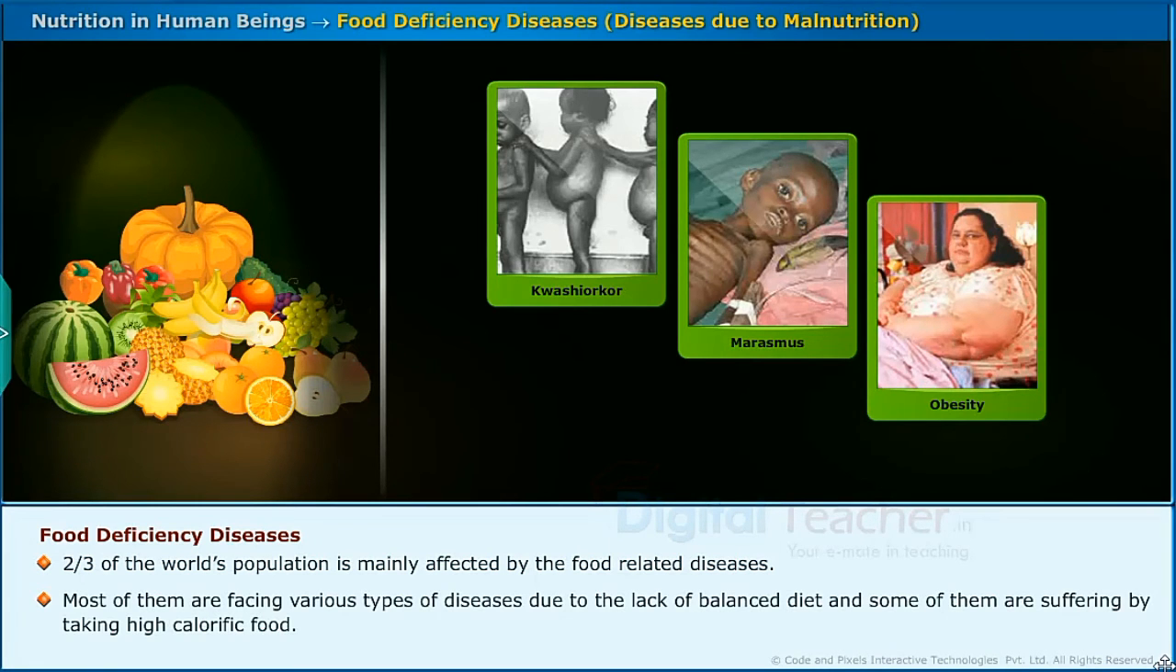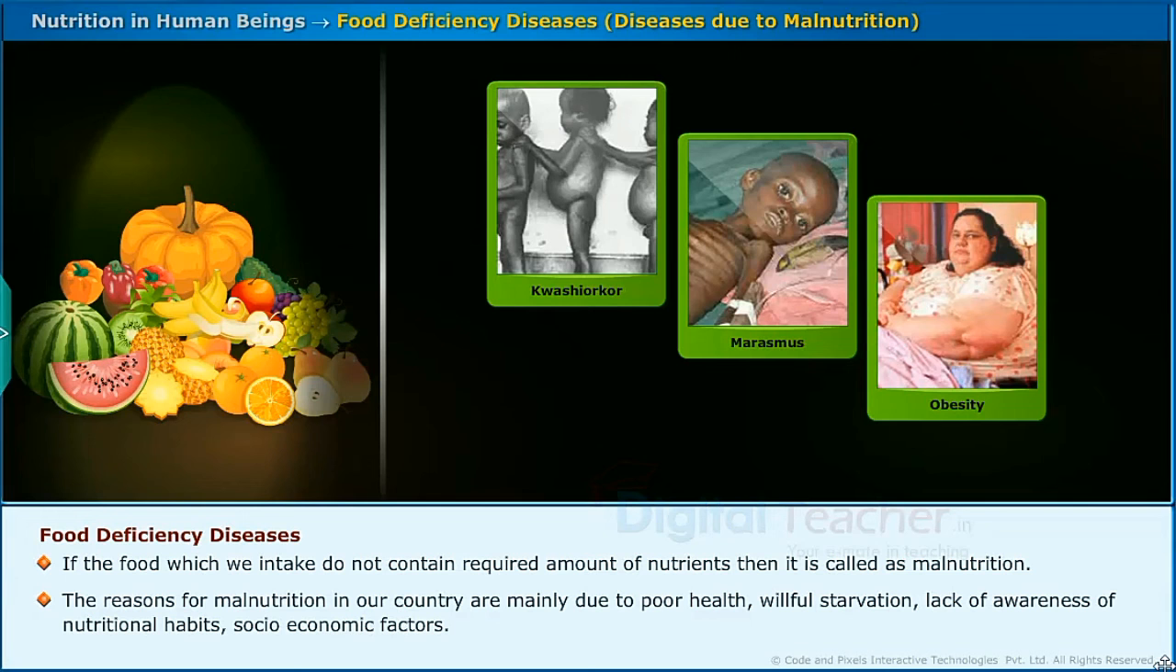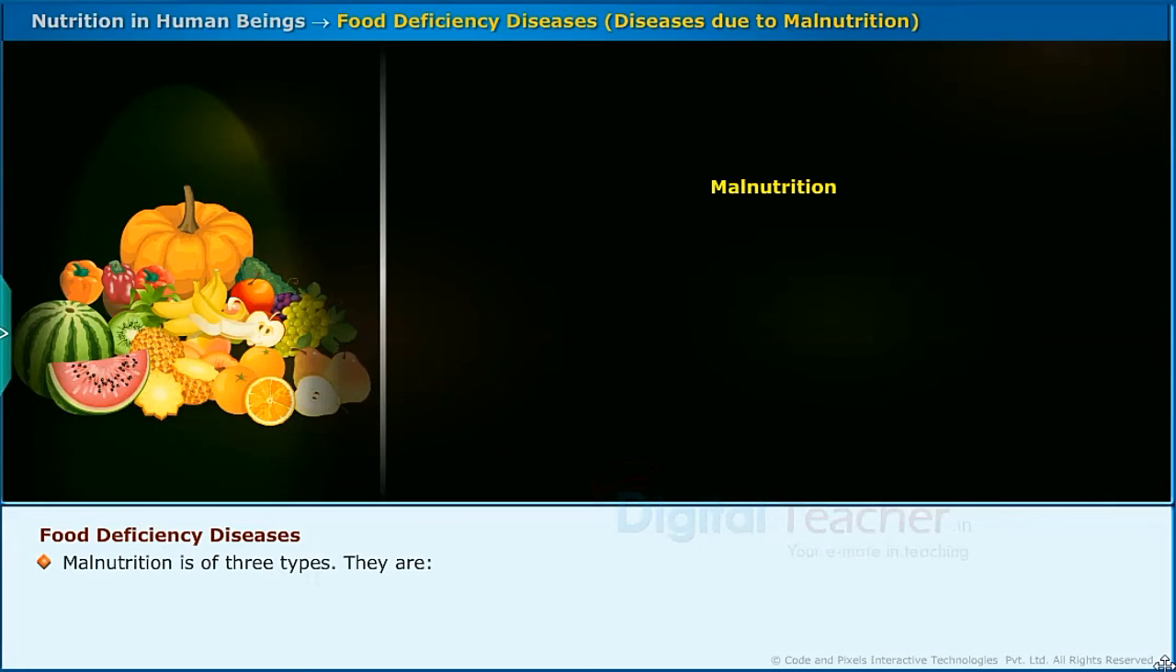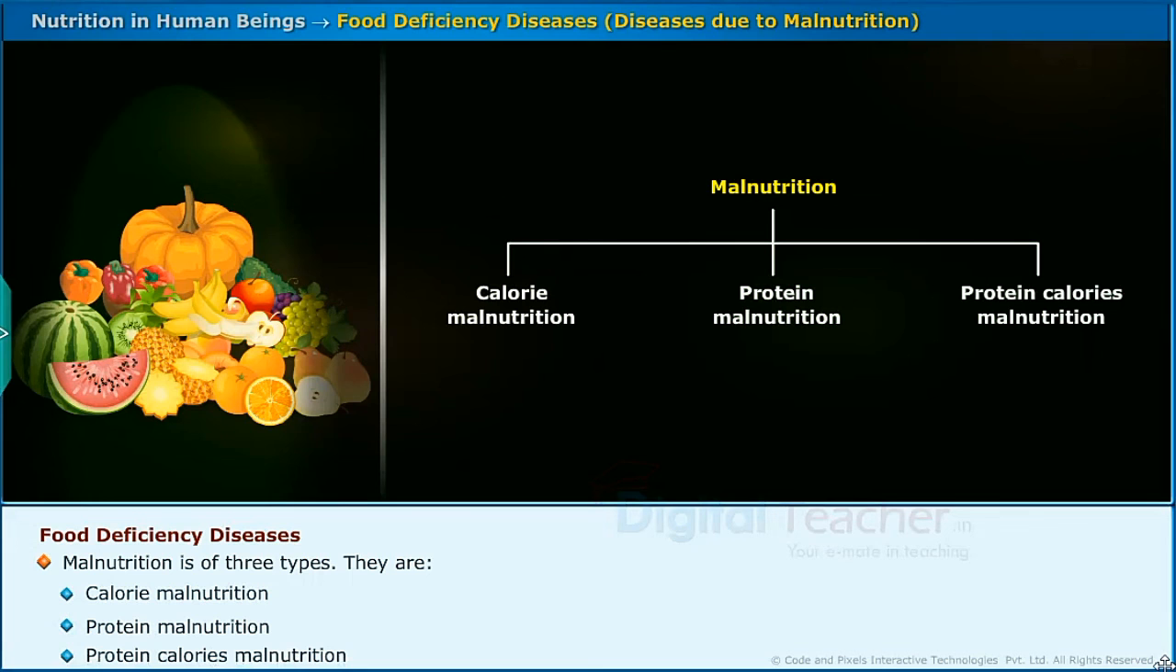Most of them are facing various types of diseases due to the lack of balanced diet, and some of them are suffering by taking high calorific food. If the food which we intake do not contain required amount of nutrients, then it is called as malnutrition. The reasons for malnutrition in our country are mainly due to poor health, willful starvation, lack of awareness of nutritional habits, socio-economic factors. Malnutrition is of 3 types. They are calorie malnutrition, protein malnutrition, protein calories malnutrition.